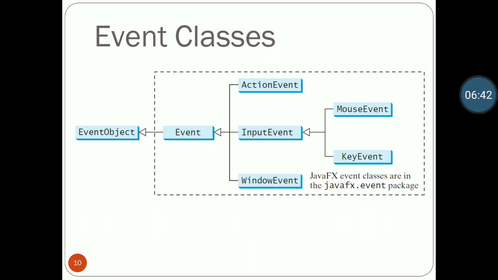Let's see event classes. So event classes: mouse event and key event. These are the input events. Other events are action event and window event. That will come under event, and that event comes under event object.